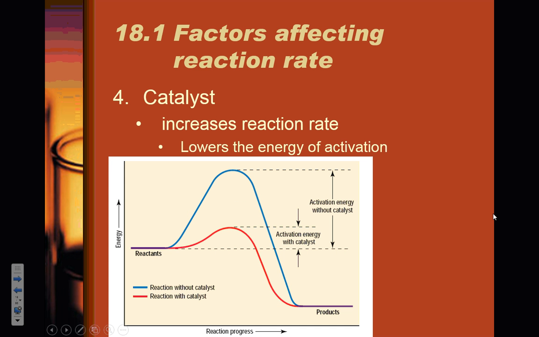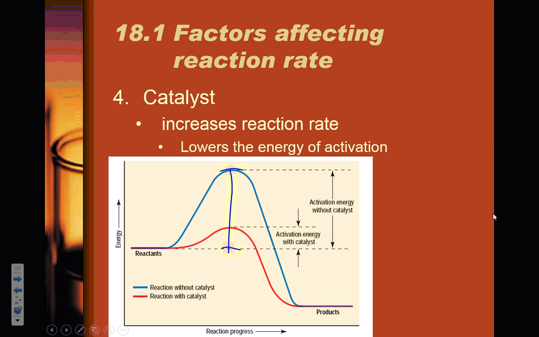But here, what I want you to understand is the blue situation is our uncatalyzed reaction. So we've got a relatively large energy of activation. And remember, the larger this energy hill is, the more energy our reactant particles need for a successful collision. That means a slow reaction. So the bigger the hill, the slower the reaction is going to be by collision theory.